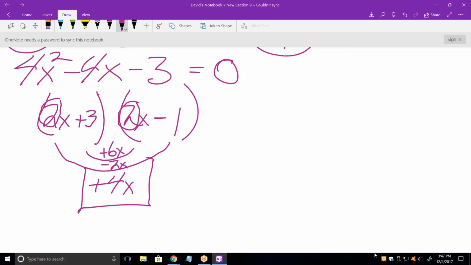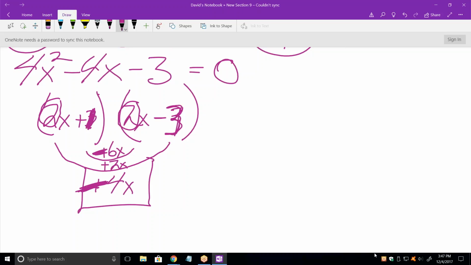I got to switch my numbers. Instead of plus 3 and minus 1, it's got to be plus 1 and minus 3. I just switch them around. Now, notice the middle term is plus 2x. The outside is minus 6x. Add them together and you do get minus 4x. So the fact that we saw that the middle term was the correct number but wrong sign was useful. We knew we had it. So all we had to do is switch the number.